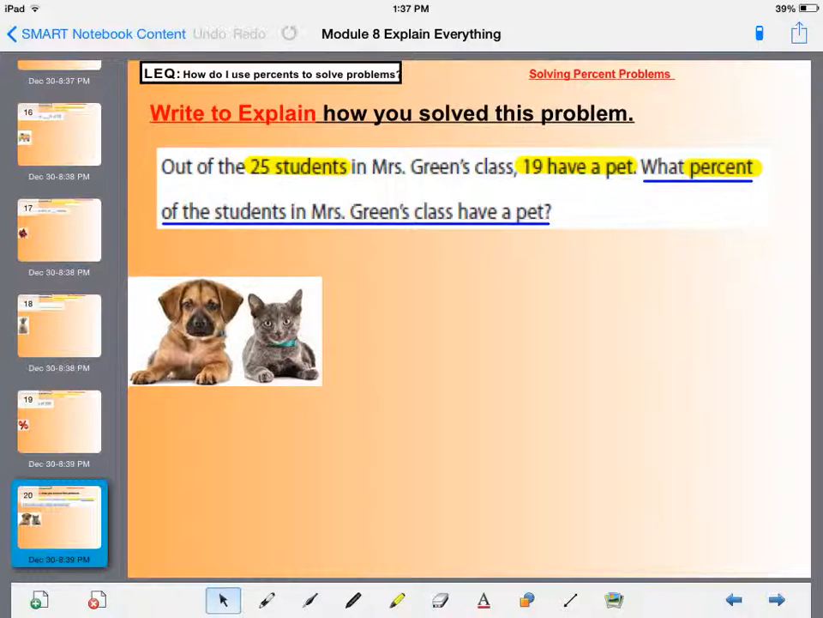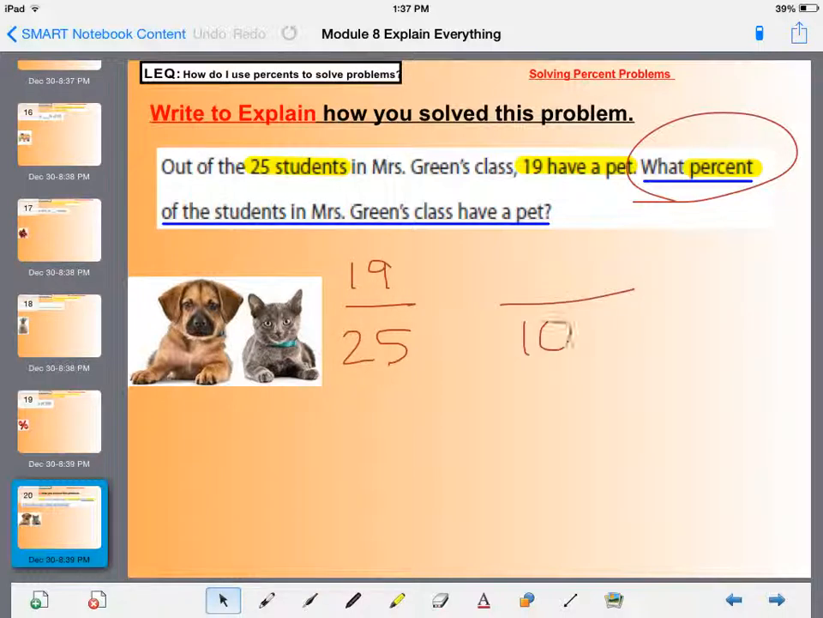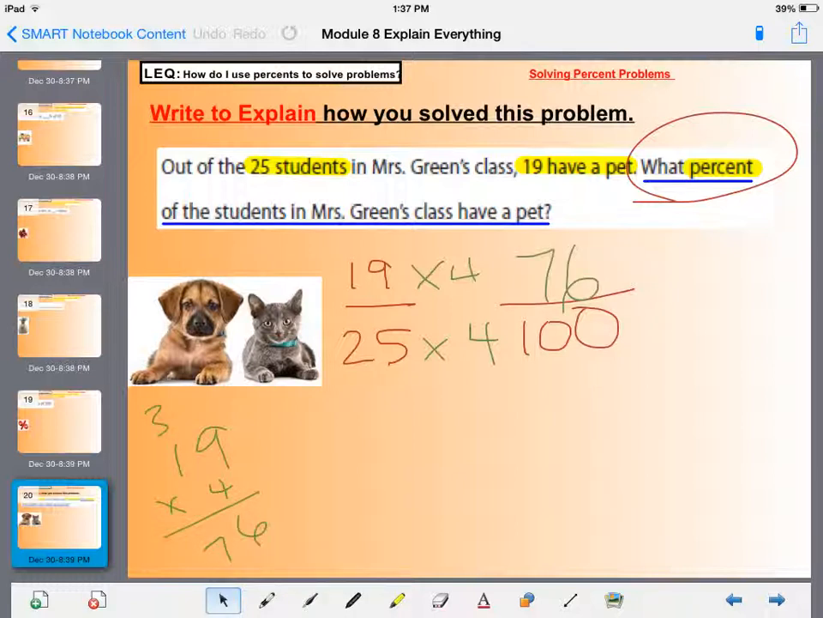So what we can really do is set this up as a ratio. We have 19 students out of 25 have pets. They're asking us what percent, so obviously we know that we're trying to get to 100. 25 times what number is 100? That's 4. And so off to the side we do 19 times 4, and that's 76 out of 100, which means that 76% of the students in Mrs. Green's class have a pet.